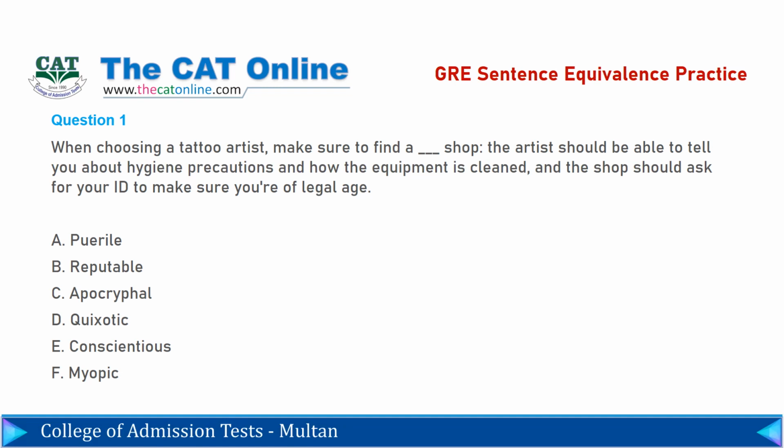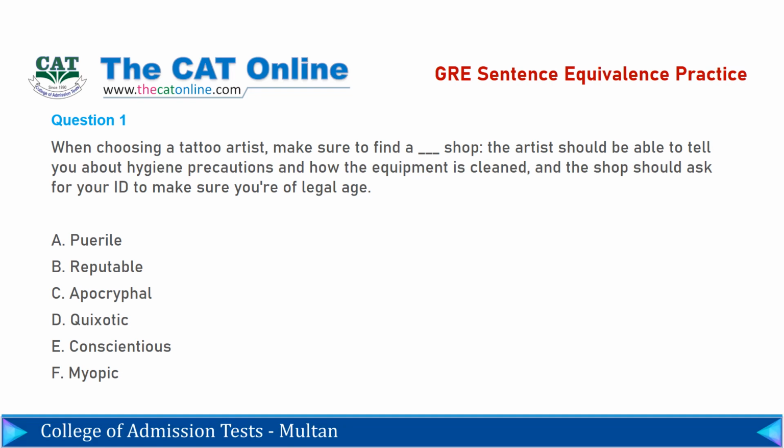Here's question 1. When choosing a tattoo artist, make sure to find a blank shop. The artist should be able to tell you about hygiene precautions and how the equipment is cleaned, and the shop should ask for your ID to make sure you're of legal age. A. Puerile. B. Reputable. C. Apocryphal. D. Quixotic. E. Conscientious. F. Myopic. Remember, you're looking for words that both fit the sentence and both mean the same thing. Have at it. Pause the video now and press play again when you think you have the answer.